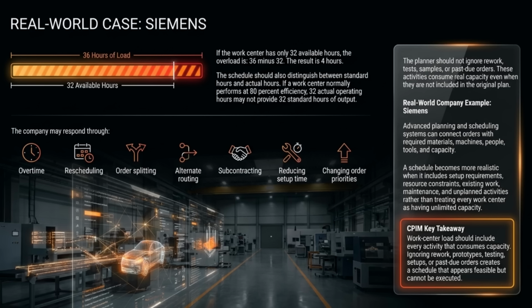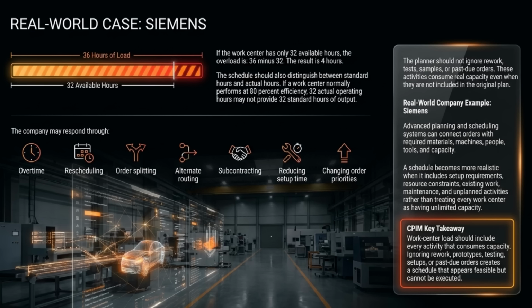The planner should not ignore rework, tests, samples, or past due orders. These activities consume real capacity even when they are not included in the original plan. The schedule should also distinguish between standard hours and actual hours. If a work center normally performs at 80% efficiency, 32 actual operating hours may not provide 32 standard hours of output. Real-world company example: Siemens.